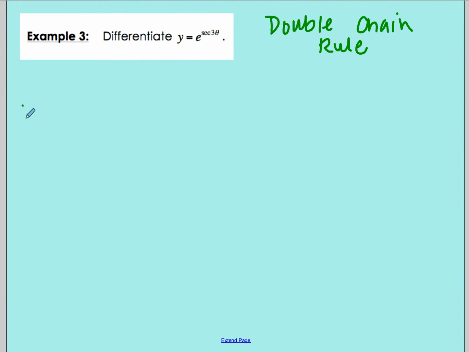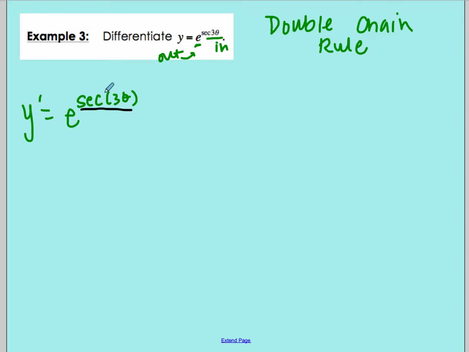So for our derivative, first things first, let's figure out who's the big outside. The outside right here is e to the x. That's our outside, and this would be our inside, the secant of 3 theta. So we take the derivative of our outside, which is the derivative of e to the x, which is e to the x. So it's e with our original inside plugged back in, secant of 3 theta. Now I would multiply it by the derivative of my inside, which is this part.